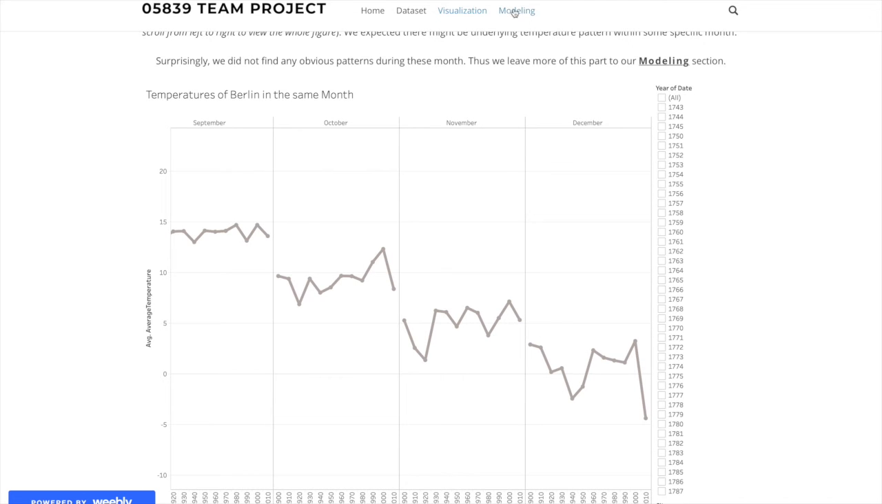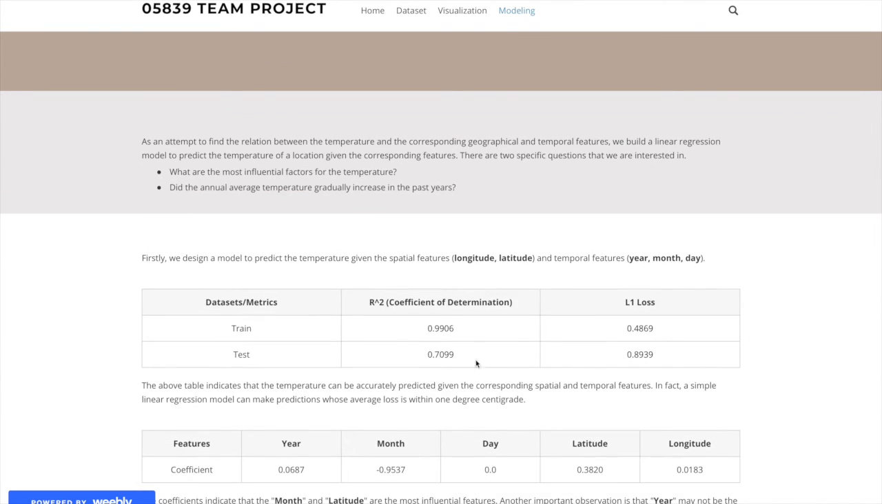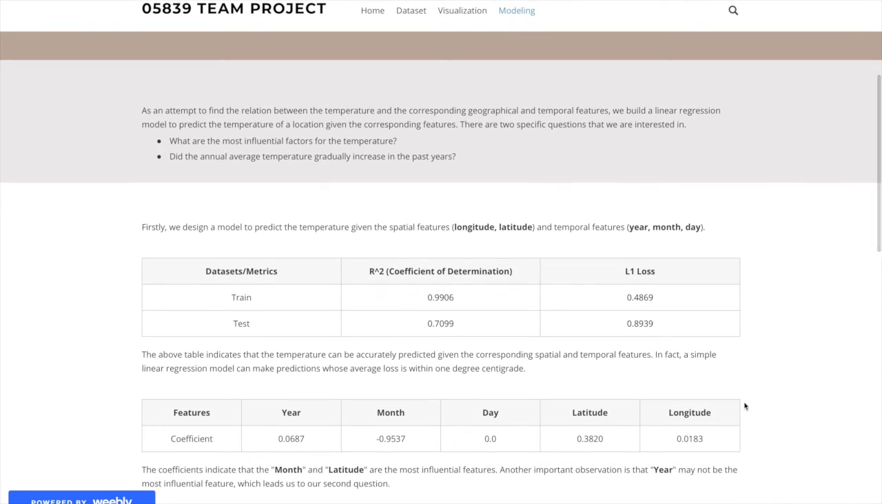Okay, so let's go to our modeling section. We attempted to find the relationship between the temperature and corresponding geographical and temporal features. We built linear regression models to predict the temperature of a location given the corresponding features. So we are very interested in two specific questions. One, what are the most influential factors of the temperature? Second, did the annual average temperature gradually increase in the past years?